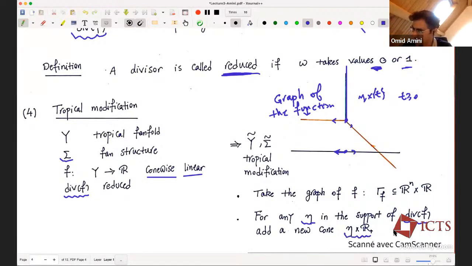Of course, this is a new cone that you're adding. This is a new cone which has dimension d, because eta has dimension d minus 1. It's in the support of the divisor of f, and you're just adding a new ray, R plus, and taking the product. So this will be, again, d-dimensional. And the claim is that if you take the graph, and for any cone in the support of the divisor of f you add these new cones, which are eta times R plus, then you get a fan which verifies the balancing condition.